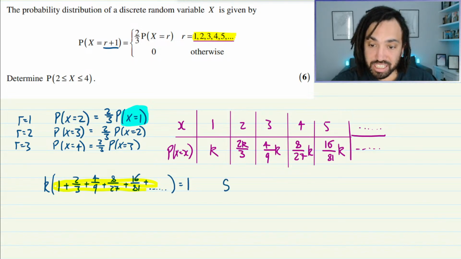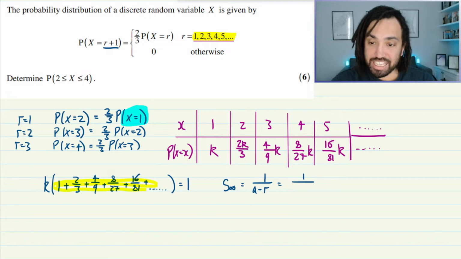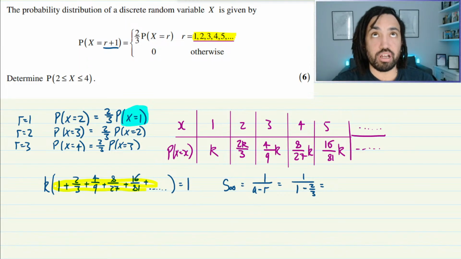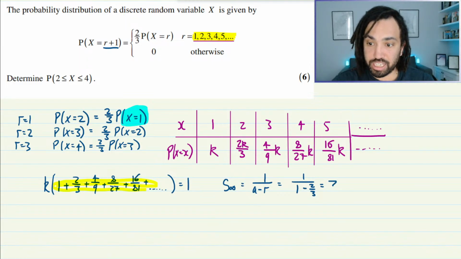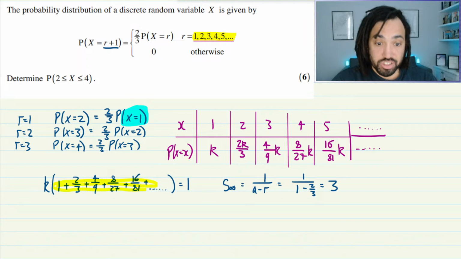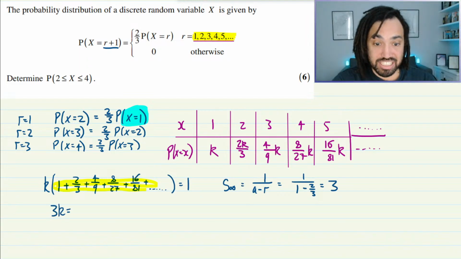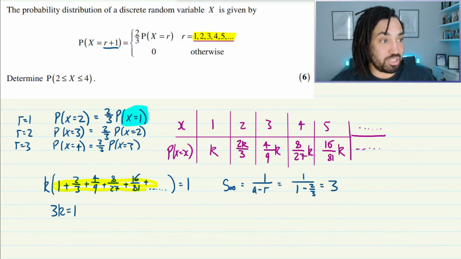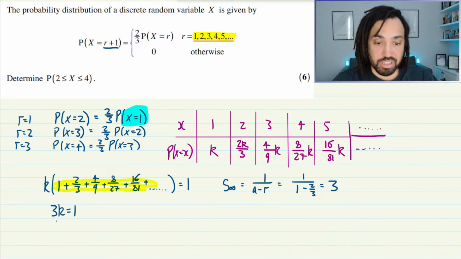So sum to infinity is a... No, it's not. What is it? I always forget this one. It's 1 over a minus r. A is the first term, which is 1. And the ratio is 2/3. So this just gives you, calculating, 3. So we know now that 3k is equal to 1, because all of that yellow infinite sum is equal to 3. So k is equal to 1/3.